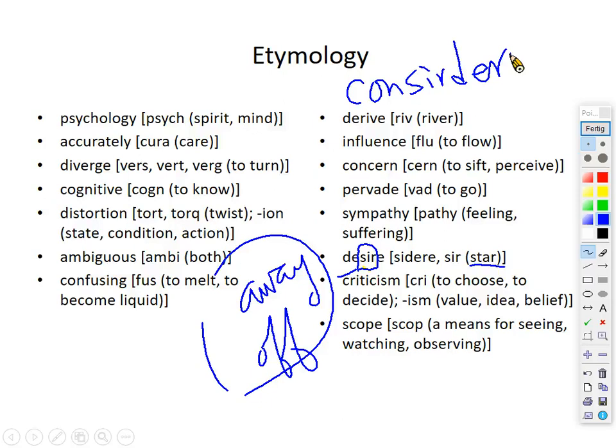Consider. Did I spell it wrong? Oh, no. Consider, sorry. Consider, that's so strange. Consider means you put all the stars together: S-I-D-E-R is star too. So basically, you put all the stars together and take a good look. So you consider, okay? Com means with or together. So you put all the stars together, so you consider, you think over, okay?